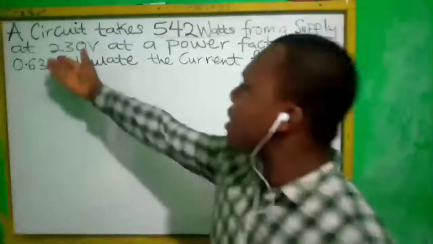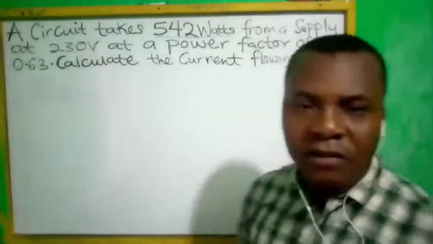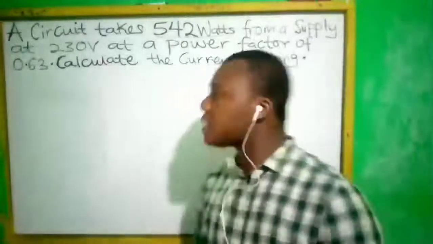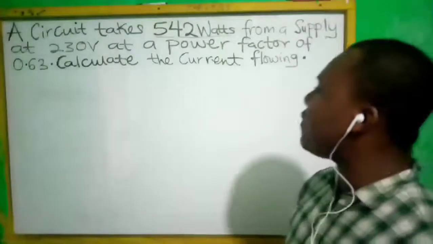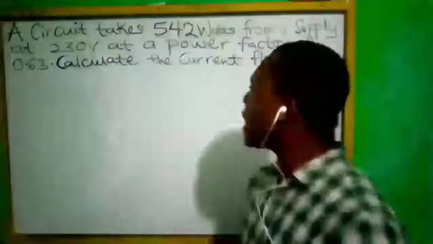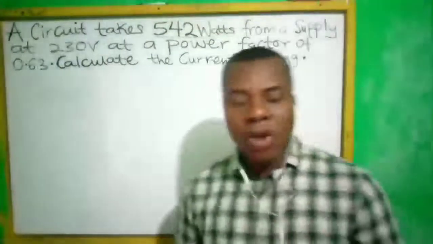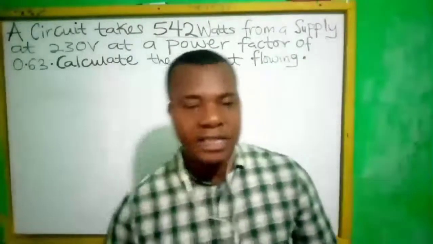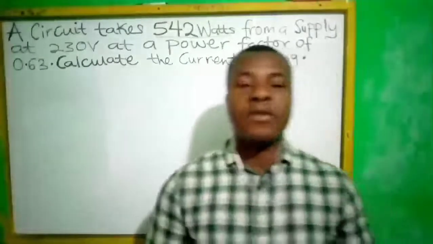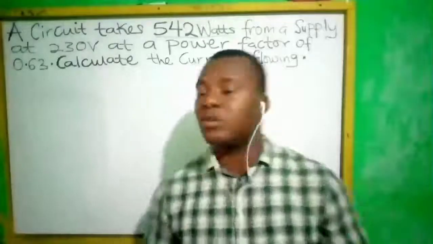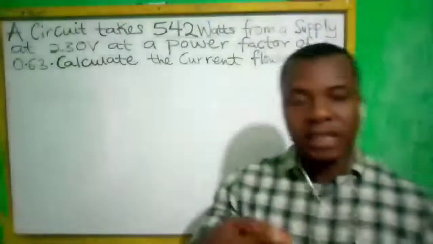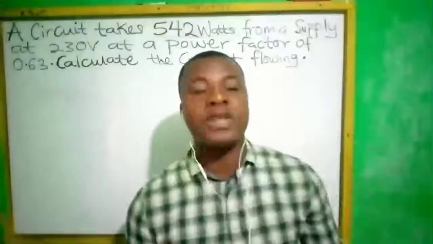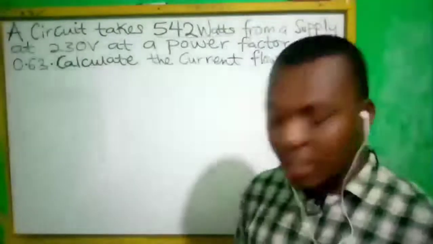All right, the question says: a circuit takes 542 watts from a supply at 230 volts at a power factor of 0.63. Calculate the current flowing. Well, in this case, I'll put the data there. Some may like to write it in a formula form by bringing the voltage and the watts in a data form. Some may also like to put it in the form of a diagram. I'll put all those data there.